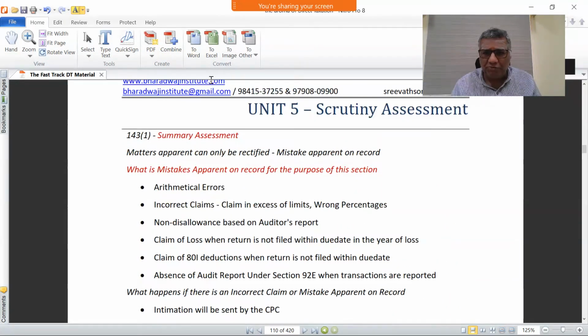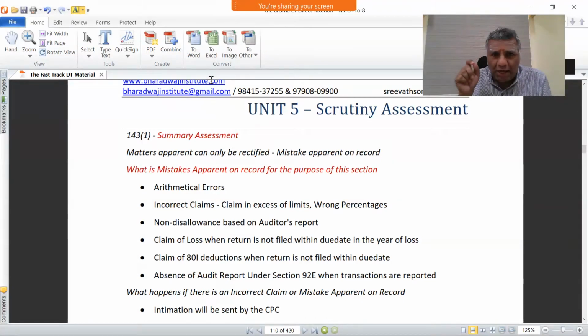I am going into the first process of assessment that is popularly known as scrutiny assessment. As I told you, there are three types of assessment: scrutiny assessment, reassessment, and block assessment. As a tailpiece, we are also going to study best judgment assessment.